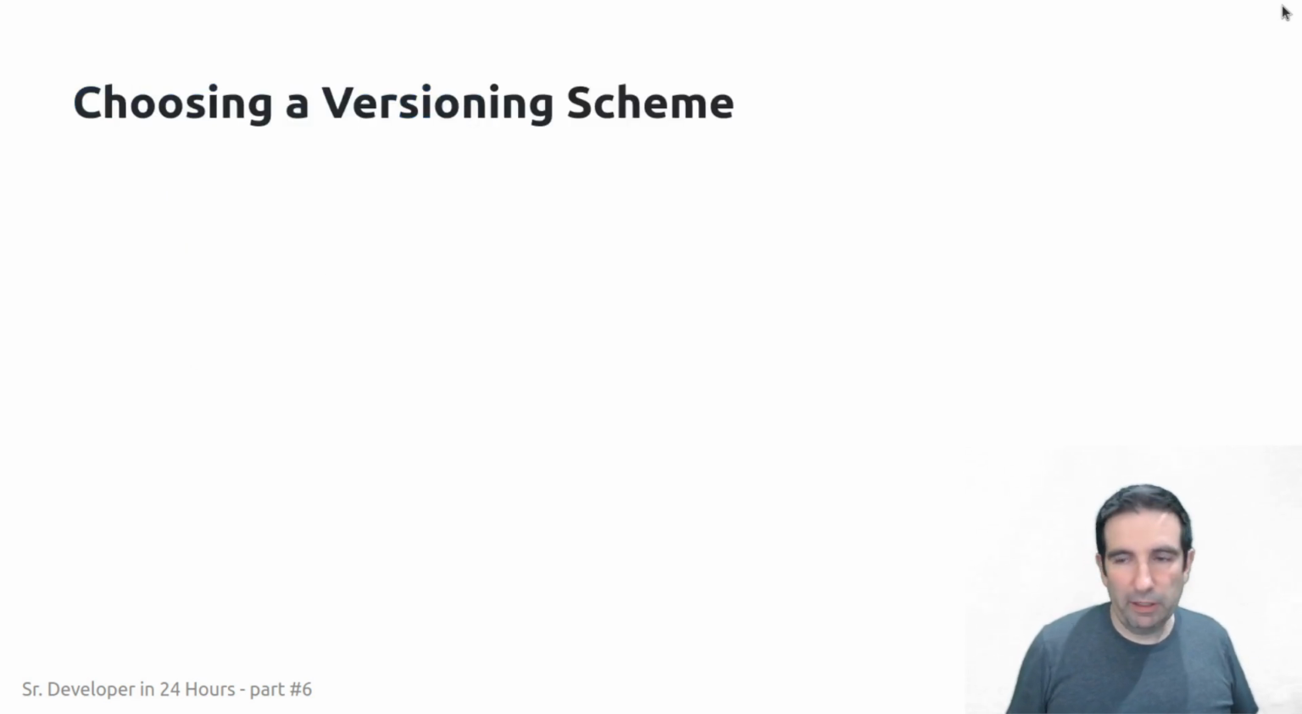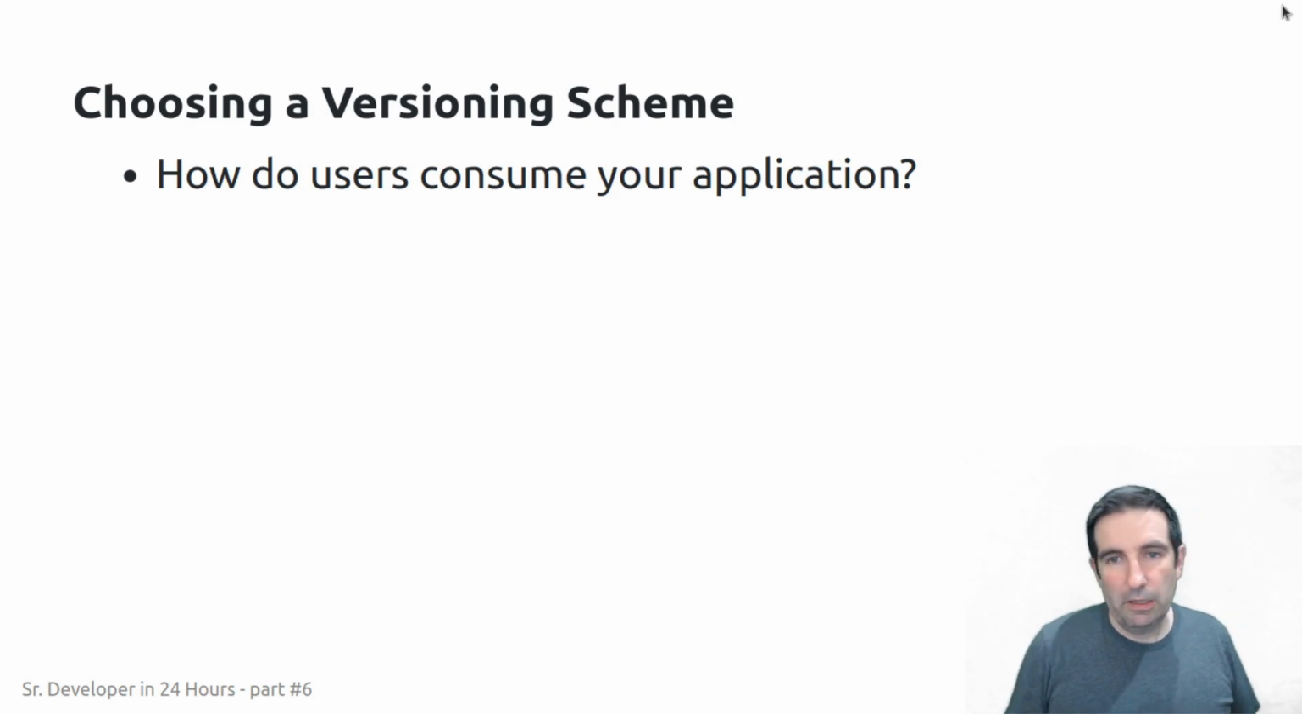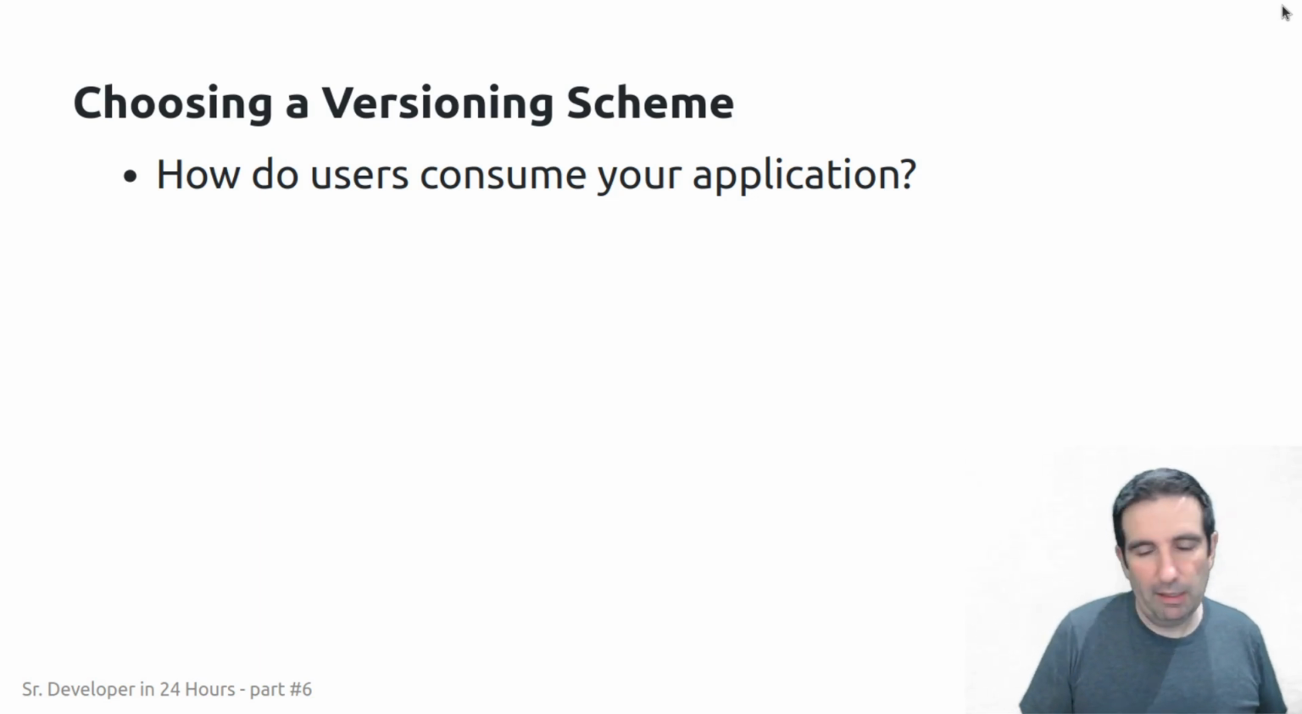And when you're choosing a versioning scheme, keep in mind, how do your users consume your application? If it is a consumer application, then calendar versioning might make a little bit more sense because it makes it very intuitive for the users to, hey, I'm running something that's outdated. I'm running something that is still pretty recent.